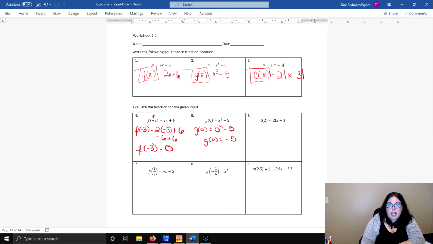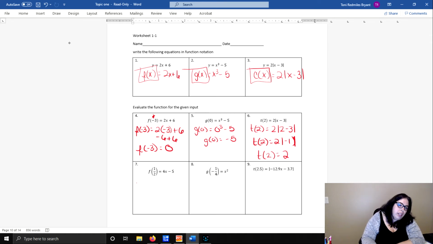Don't drop that sign. Now I'm inputting a 2 into the equation. I want to find my output. First, I have to do what's in the absolute value, which is going to give me a -1, but it's in absolute value, which means it comes out of the absolute value as a +1, and 1 times 2 is going to be 2. So when I input a 2, I output a 2 as well.